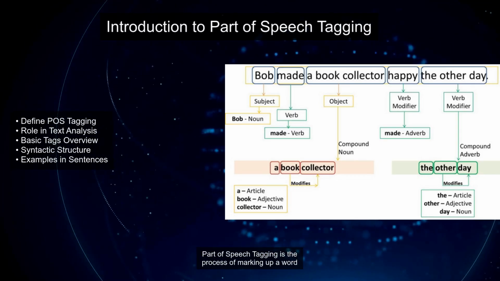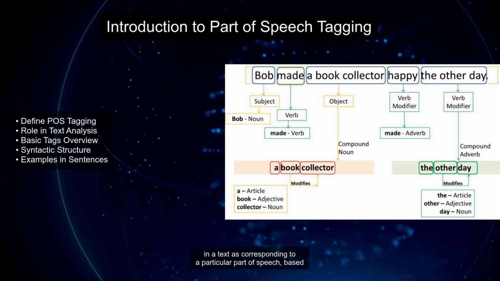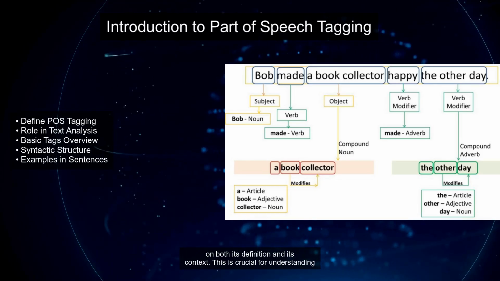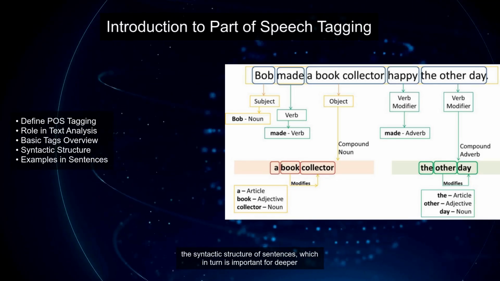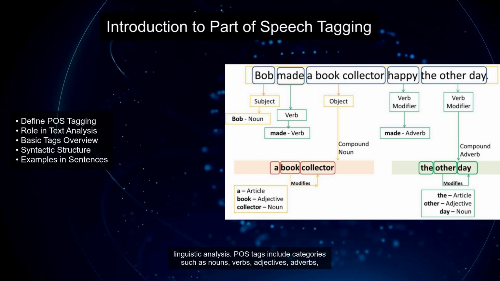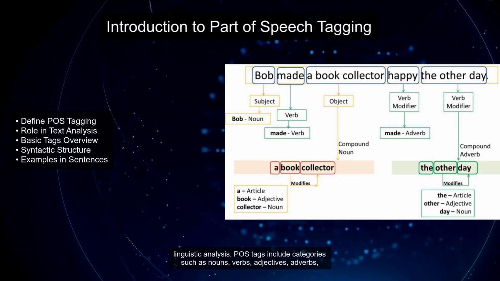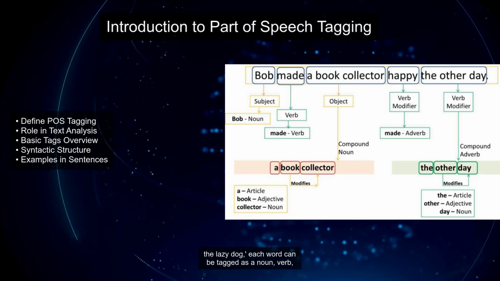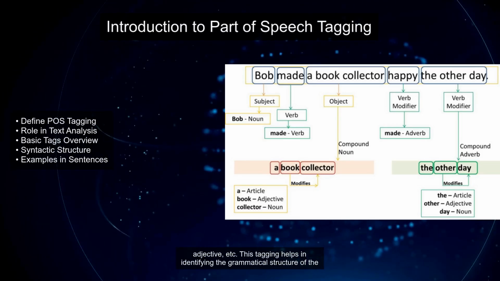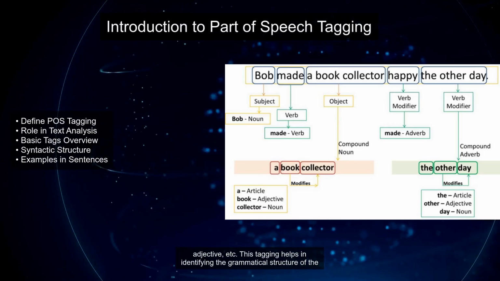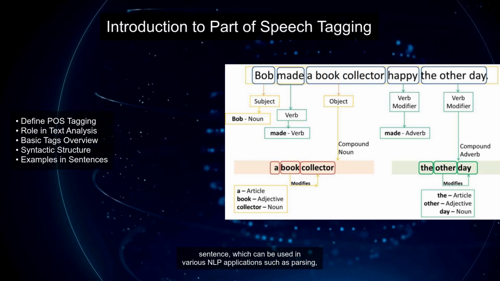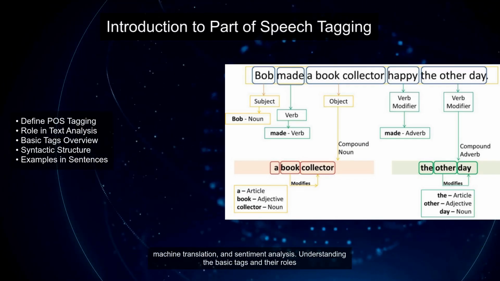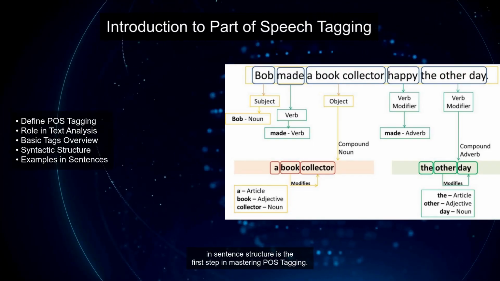Part-of-speech tagging is the process of marking up a word in a text as corresponding to a particular part of speech, based on both its definition and its context. This is crucial for understanding the syntactic structure of sentences, which in turn is important for deeper linguistic analysis. POS tags include categories such as nouns, verbs, adjectives, adverbs, etc. For instance, in the sentence "The quick brown fox jumps over the lazy dog," each word can be tagged as a noun, verb, adjective, etc. This tagging helps in identifying the grammatical structure of the sentence, which can be used in various NLP applications such as parsing, machine translation, and sentiment analysis. Understanding the basic tags and their roles in sentence structure is the first step in mastering POS tagging.